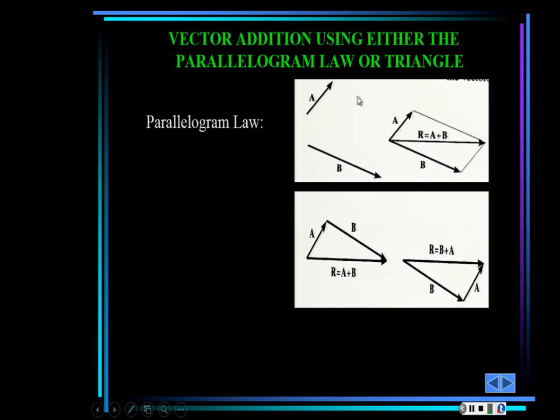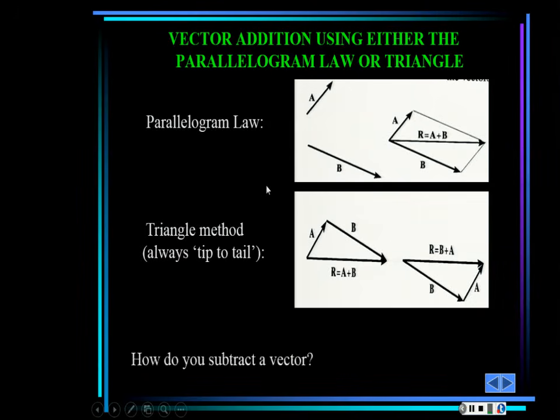Or I can just put tail to tail, complete the parallelogram, and then I go from these tails, and my tip is going to be here at the other end of the parallelogram. How do you subtract a vector? Basically, I'm sorry, basically, you add a negative vector.